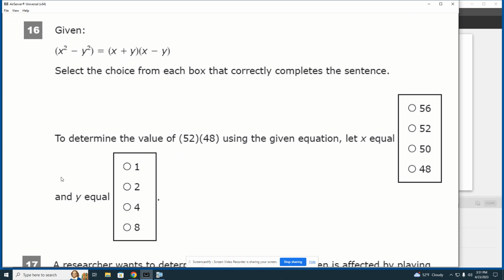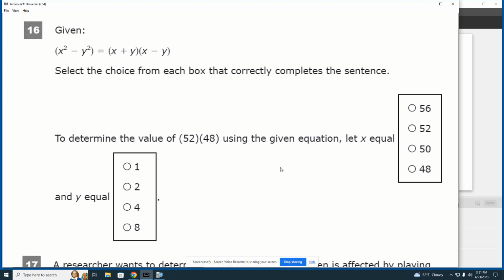Again, if you notice the question, it gives me all this. It's a difference of squares, see, x squared minus y squared, and it factors to x plus y times x minus y. They're giving you that for a reason, okay? So it says select the choice from each box that correctly completes the sentence. To determine the value of 52 times 48 using the given equation that's up here, let x equal blank and y equal blank. Well, again, think about this, guys.